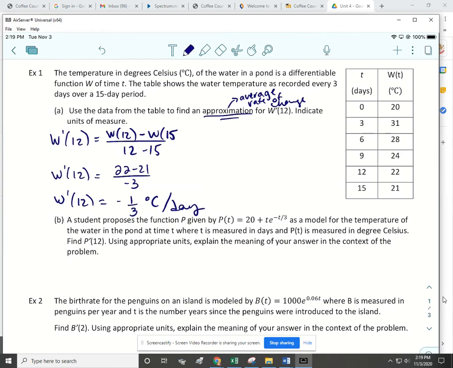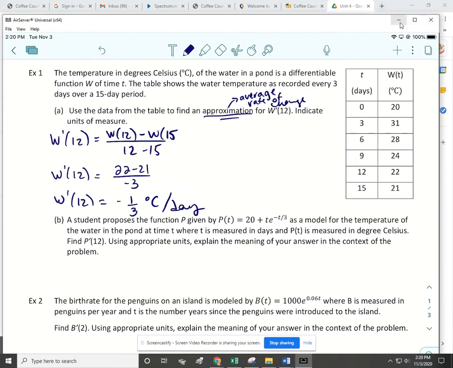All right, so a student proposes the function P given by that function P of T as a model for the temperature of the water in the pond at time T, where T is measured in days and P of T is measured in degrees Celsius. So they found a model for the table, basically. We want to find P prime of 12, and using appropriate units, we're going to explain the meaning of our answer in the context of the problem.